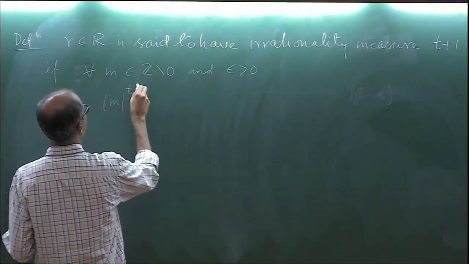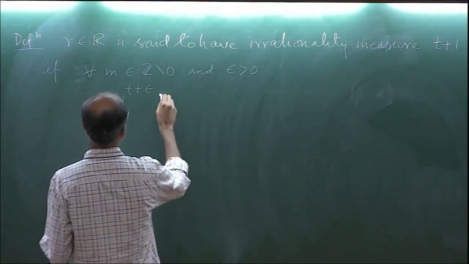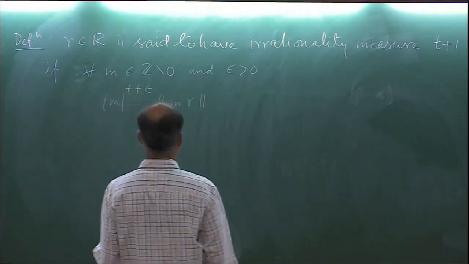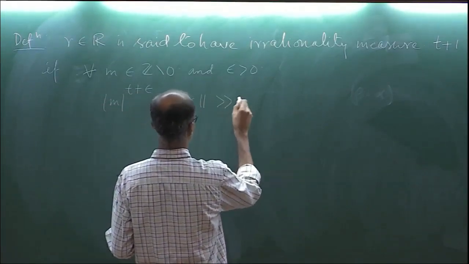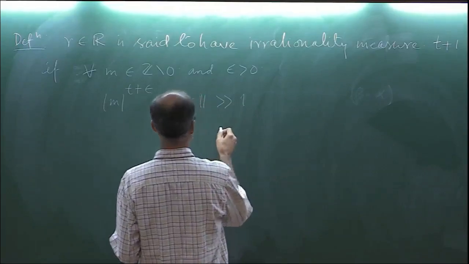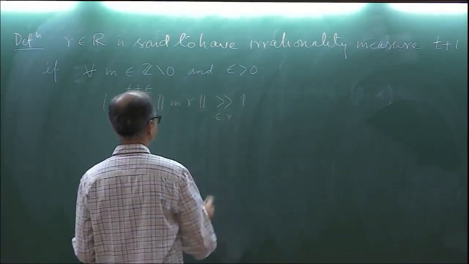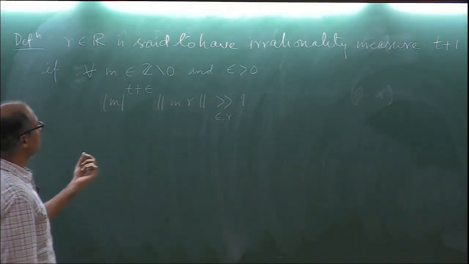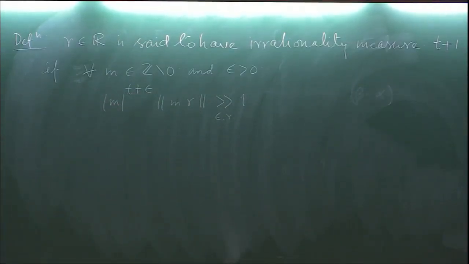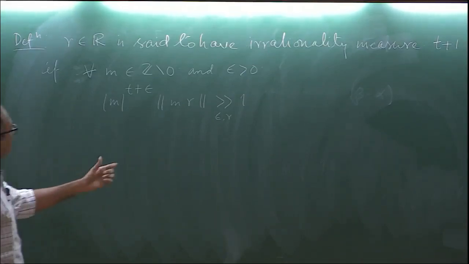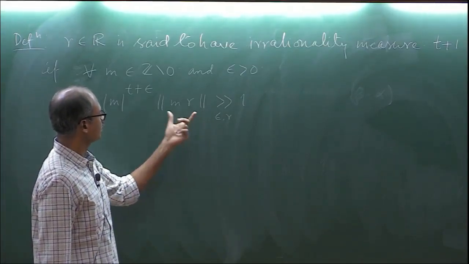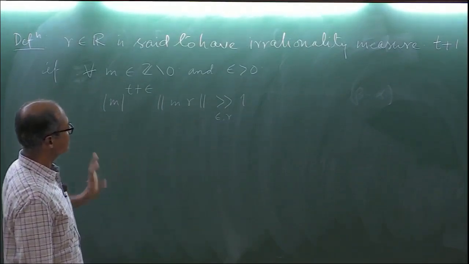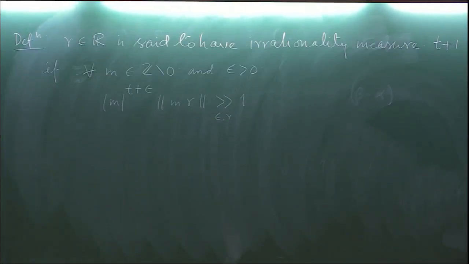m to the t plus epsilon times the norm of m gamma is bounded below. So this is the distance from the nearest integer. So it's either the fractional part or 1 minus the fractional part. So this is the norm of the element in [0, 1]. So it's just the distance from integers. So that's easy to understand.